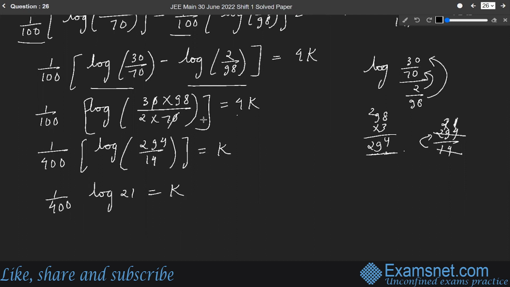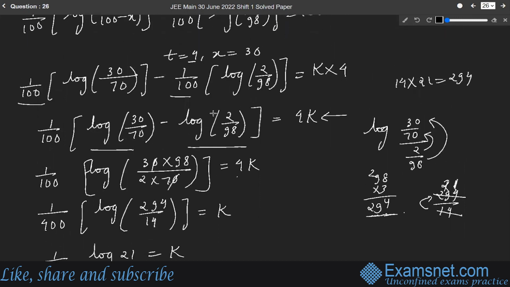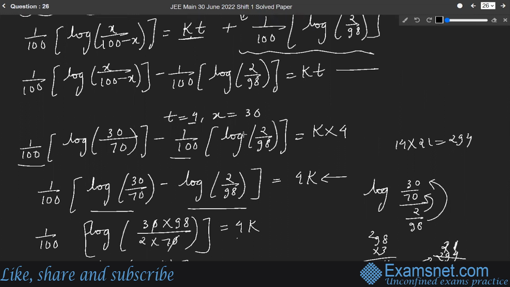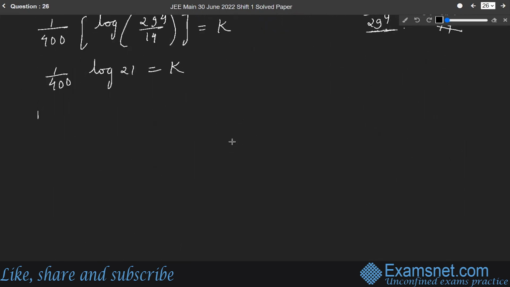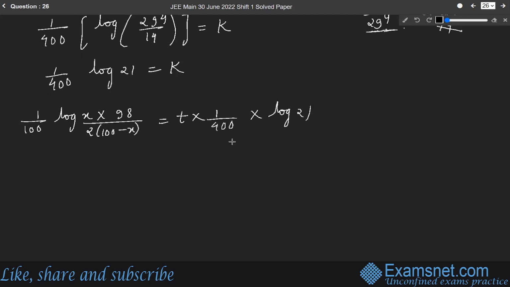Now let us do one thing. Let us put the value of k again in this expression. So we have the expression in the form of x. Let us put the value of k here. So when we put the value of k again, we have 1 by 100 into log of x into 98 divided by 2 into 100 minus x is equal to t into 1 by 400 into log of 21. See, this is the value of k. kt means t into k, right? So we have substituted the value of k here.